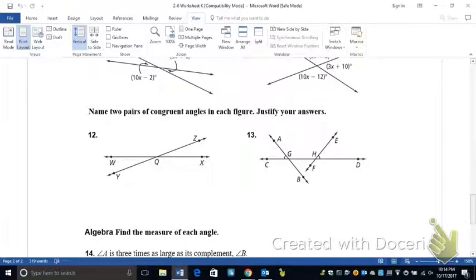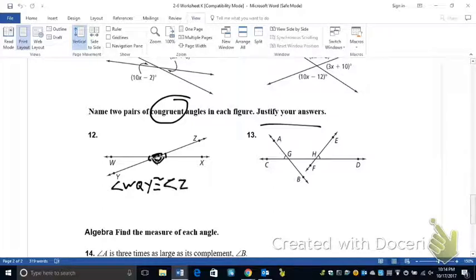Moving on, number 12. We need to name 2 pairs of congruent angles in each figure. Congruent means they have the same measure, and we need to justify our answer. So, in the first one, we have vertical angles. We can go top, bottom, or left, right. Being that we need 2 pairs, we should probably do both of them. So we're going to say angle WQY is congruent to angle ZQX.